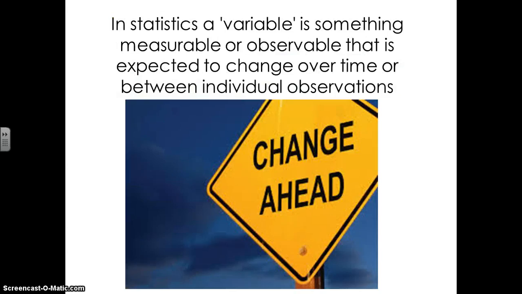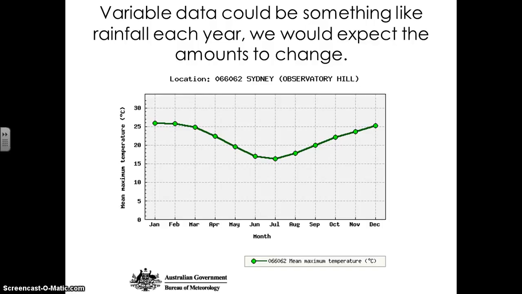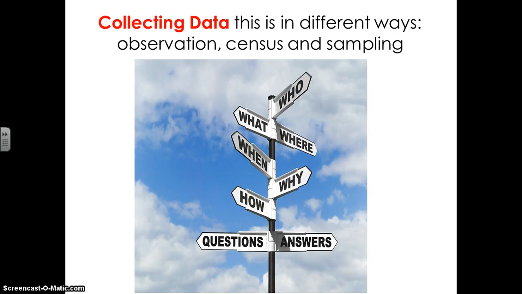So we use the term variable in statistics, and that is regarding data that can change, things that can change. An example of that could be the rainfall in Sydney. The graph here shows the rainfall on average over the last 30 years. Now we would expect that year by year, and in the next 30 years, this information would change dramatically.